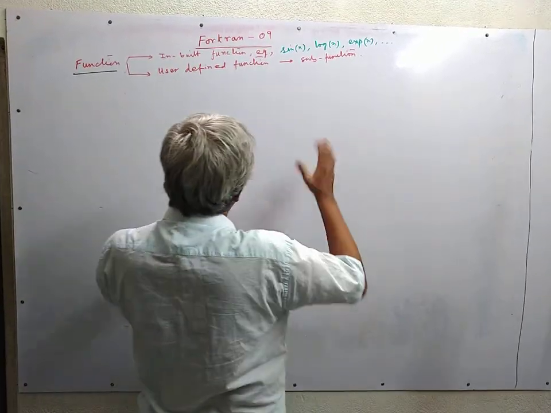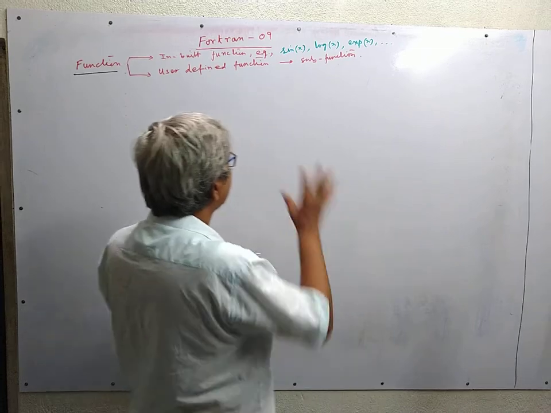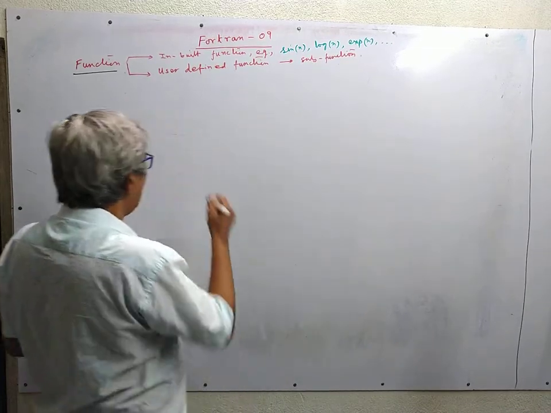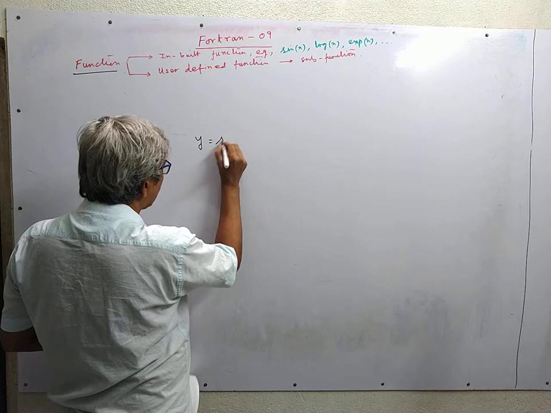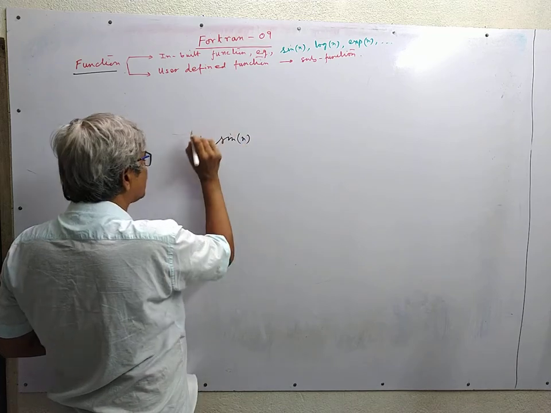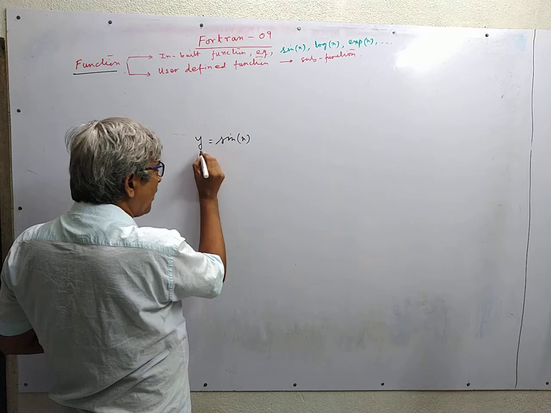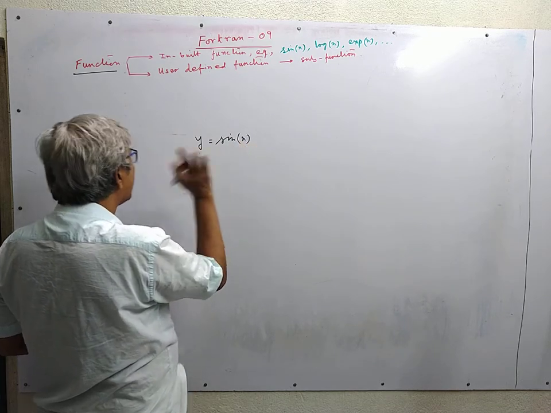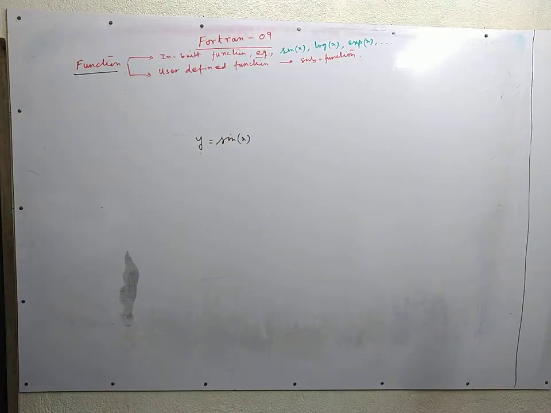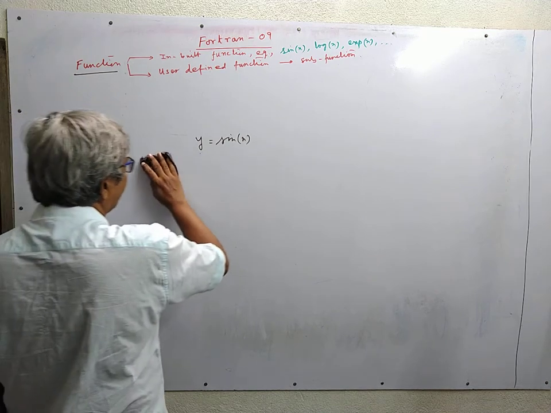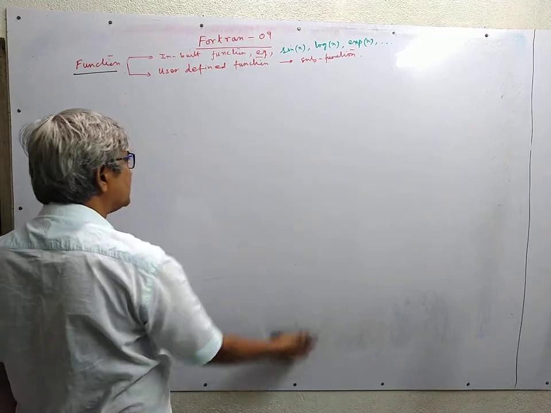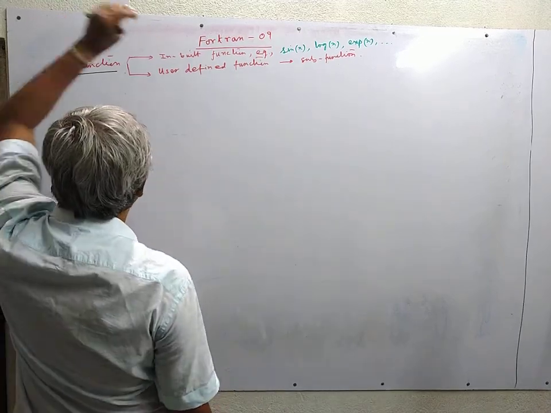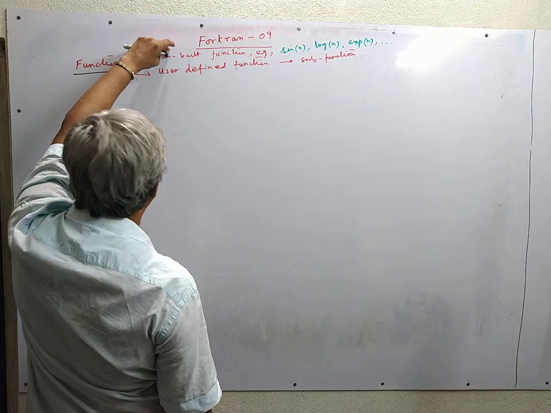That means these functions have already been defined and installed. If you just call y is equal to sine of x, if x was known previously, then y is the value of sine of x, provided x is given in radian. Such functions are already there within Fortran, but sometimes we need a function which is not inbuilt.